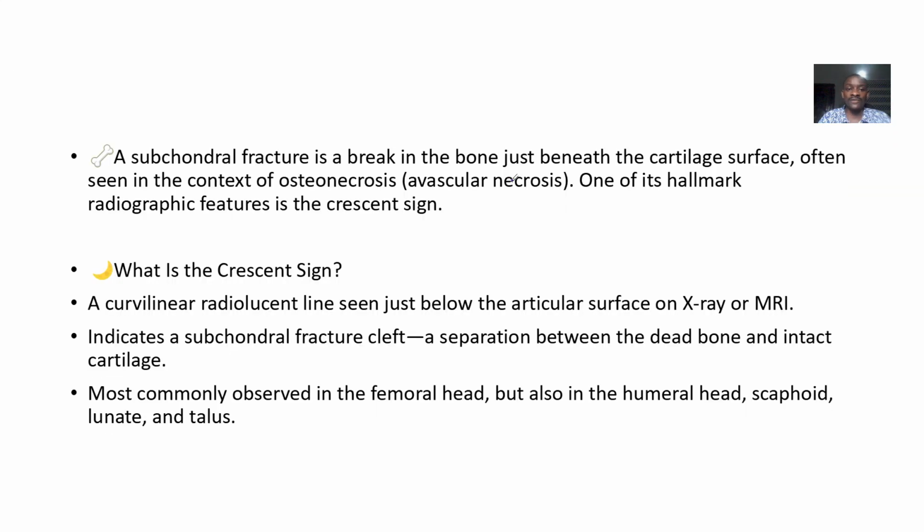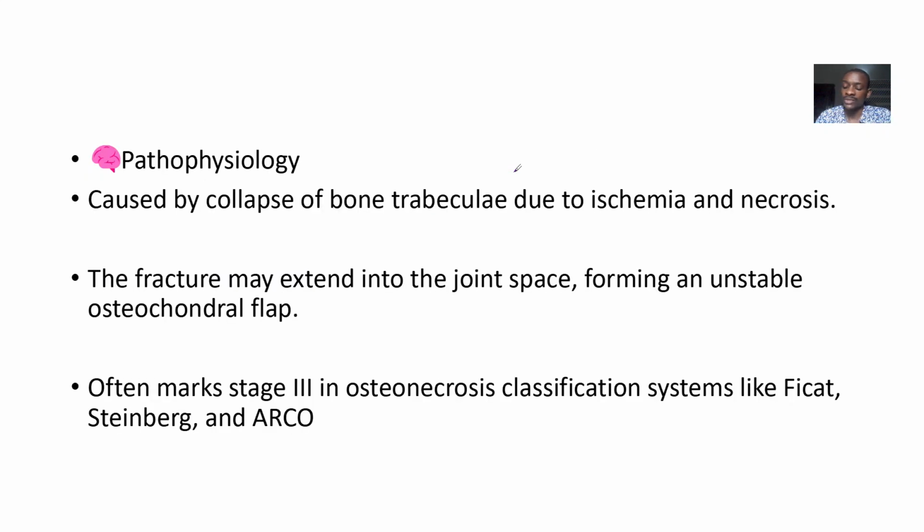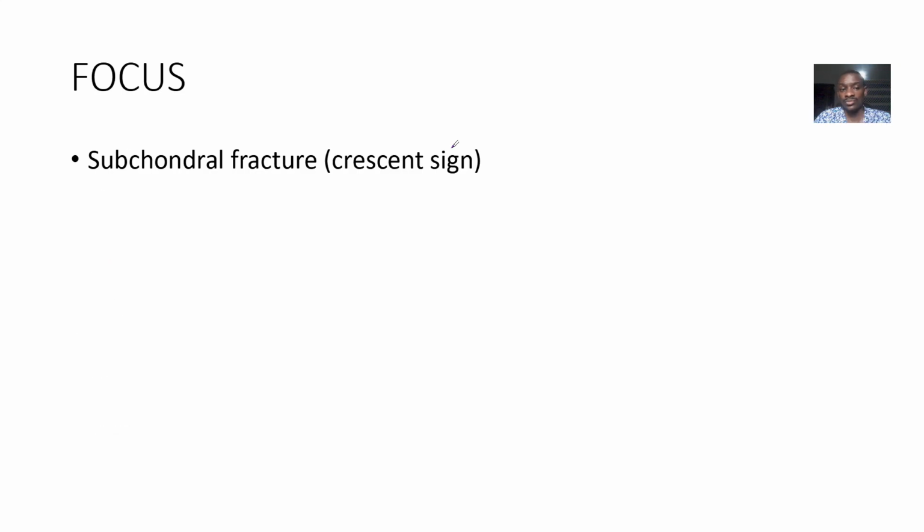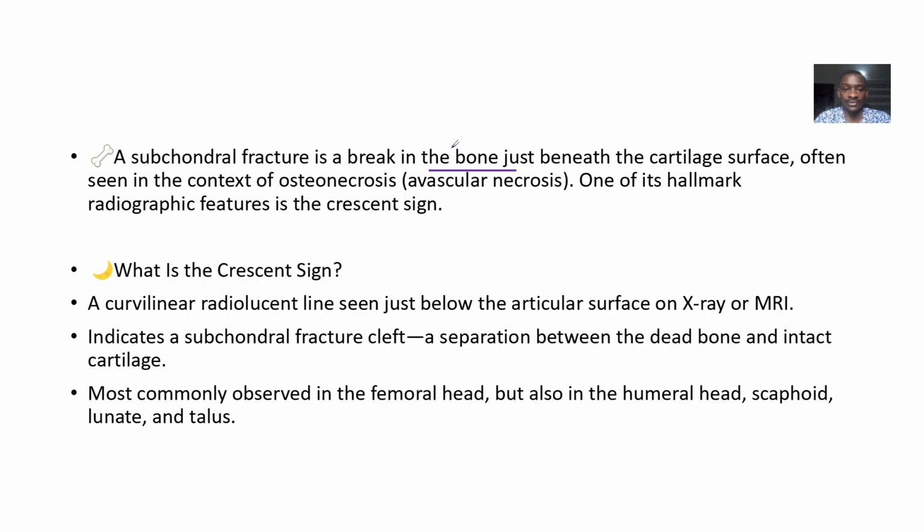So subchondral fracture is a break in the bone just beneath the cartilage surface. It's often seen in the context of osteonecrosis, mostly in the hip, when there's inflammation around this place and the femoral bone is kind of detaching from the hip. That's what usually causes the subchondral fracture.